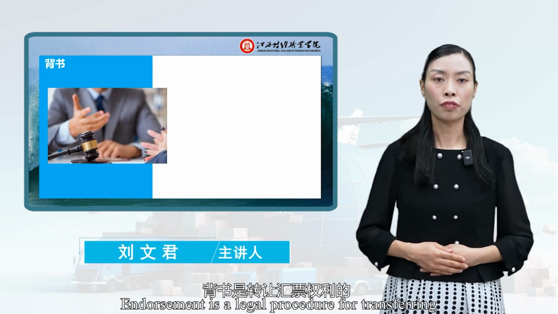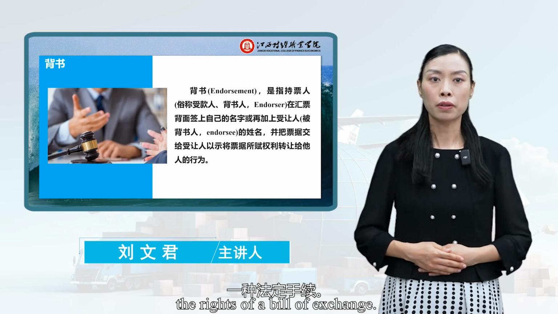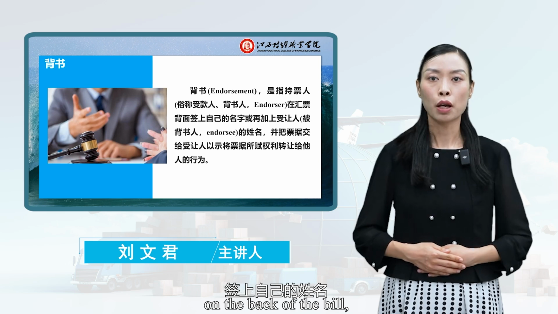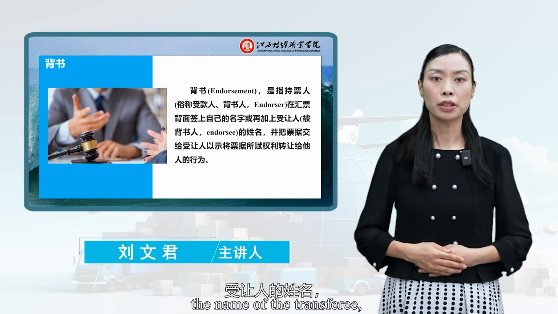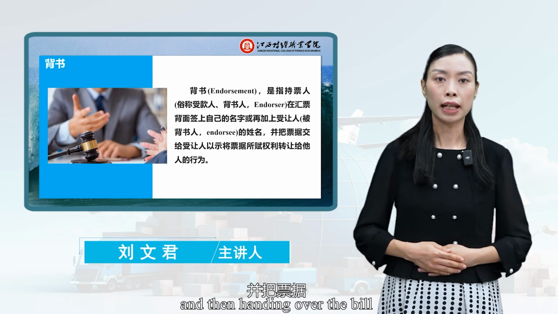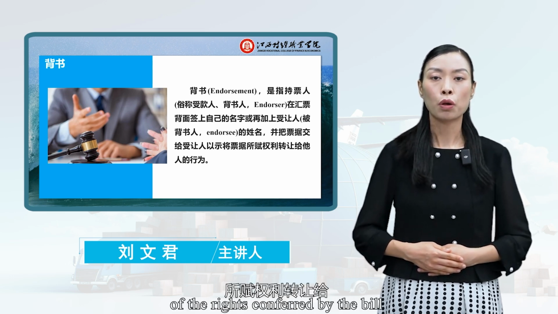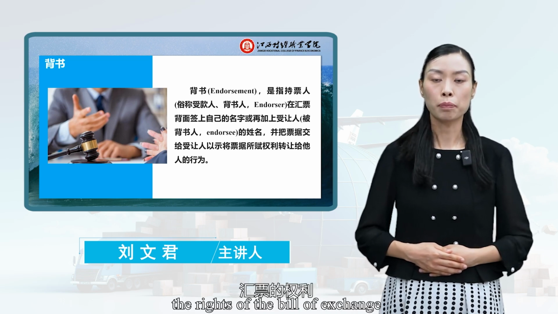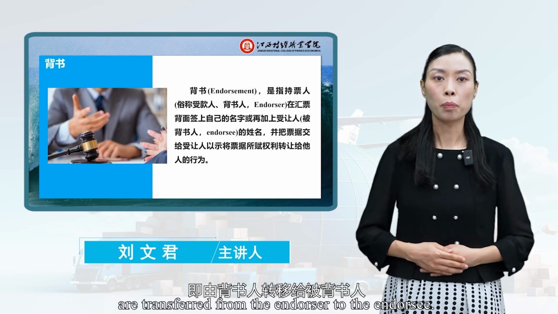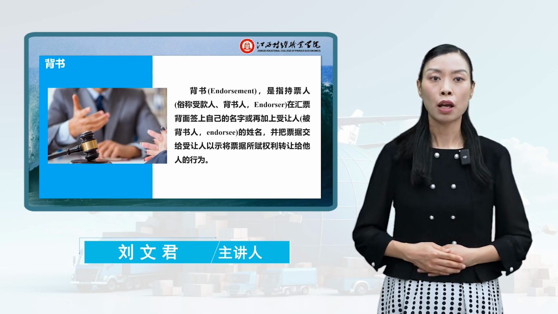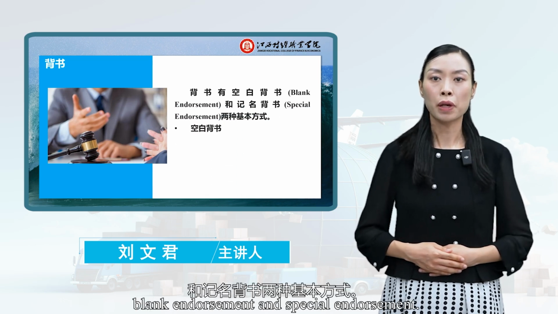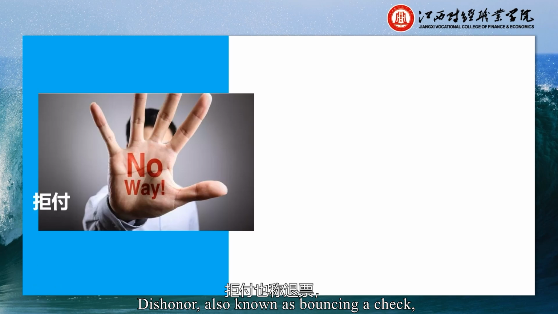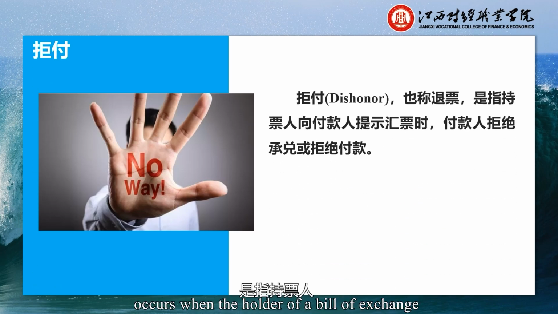Endorsement is a legal procedure for transferring the rights of a bill of exchange. Endorsement refers to the act of the holder signing their name on the back of the bill and optionally adding the name of the transferee, and then handing over the bill to the transferee, indicating the transfer of the rights conferred by the bill to another person. After endorsement, the rights of the bill of exchange are transferred from the endorser to the endorsee. There are two basic types of endorsement: blank endorsement and special endorsement. Additionally, there is also a restrictive endorsement.